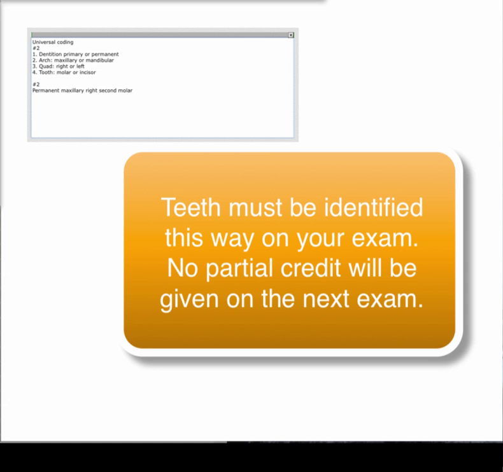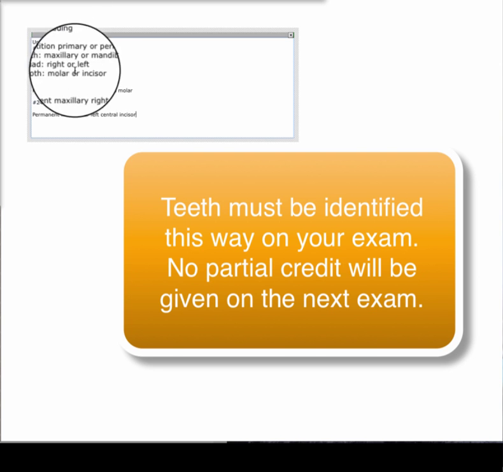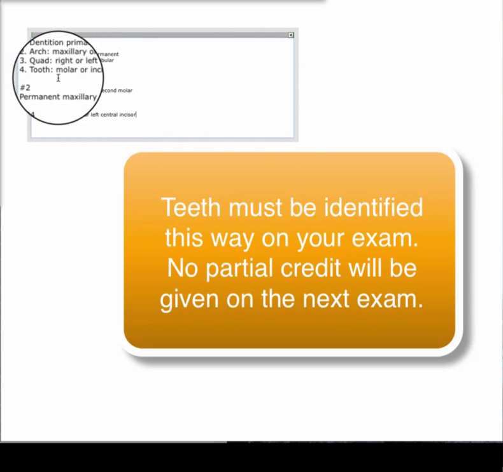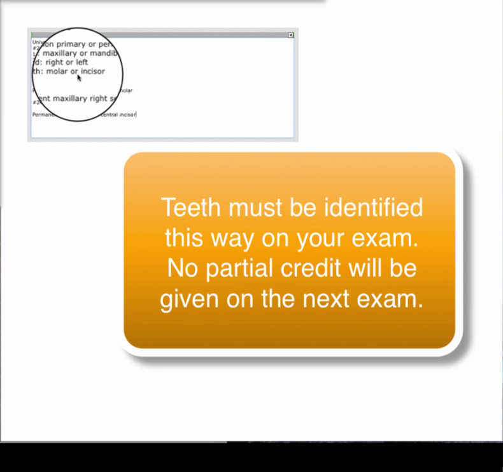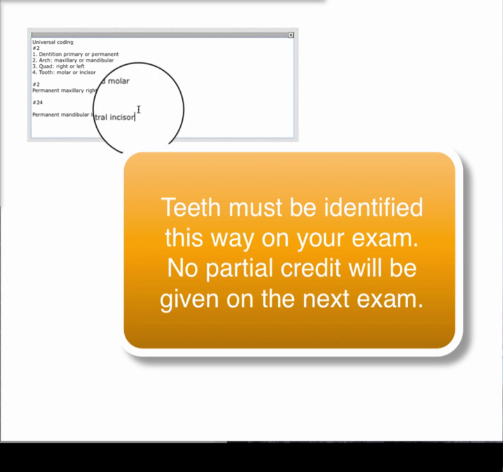Now let's try tooth number 24. That is the permanent mandibular. Then we're looking for the quadrant. Is it going to be right or left? In this instance, it's going to be the left. And then we're going to put central incisor. So you still have to be specific to the tooth here. Yes, molar, but is it the first, second, or third? Incisor, is it the central or the lateral?